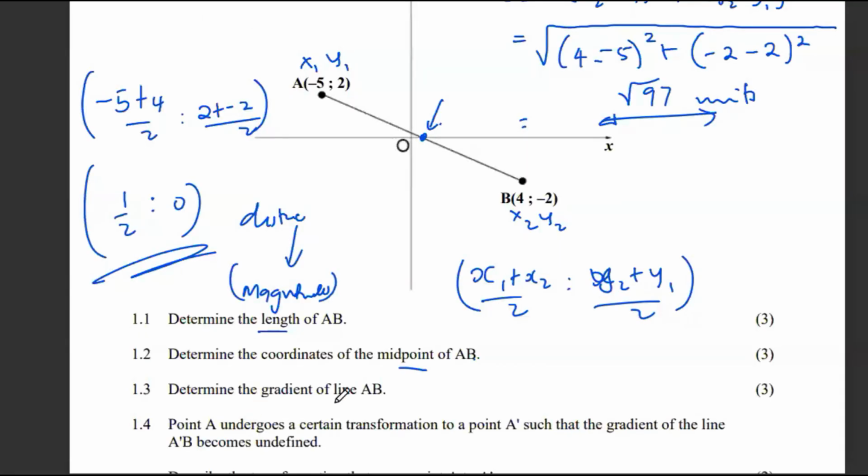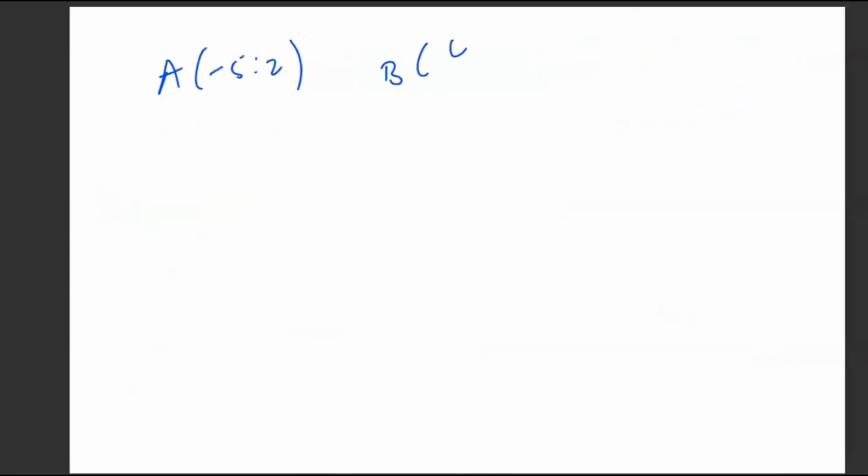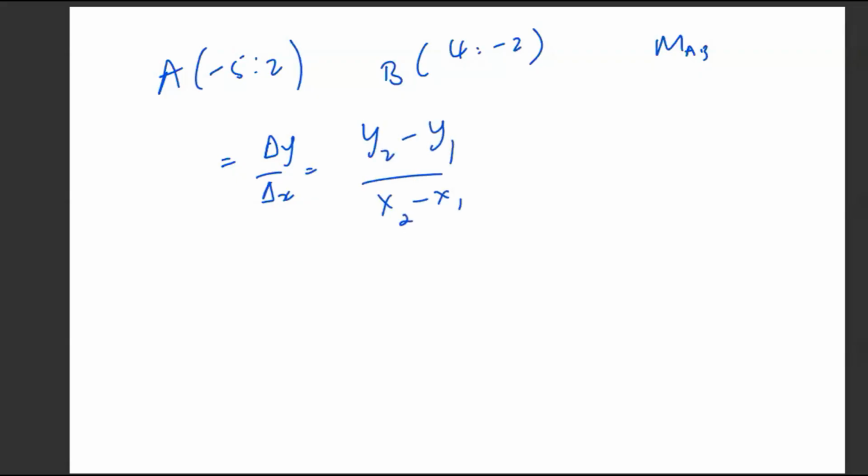Then 1.3, they want us to find the gradient. So all the 3 aspects are for 9 marks. Wow. Let me put this aside: A is (-5; 2), and then our B is (4; -2). We know that gradient is normally represented using the letter m, but it's not a big deal for us. It's the change in y over the change in x, which is (y2 minus y1) over (x2 minus x1). So we say this is x1, y1, x2, then y2.